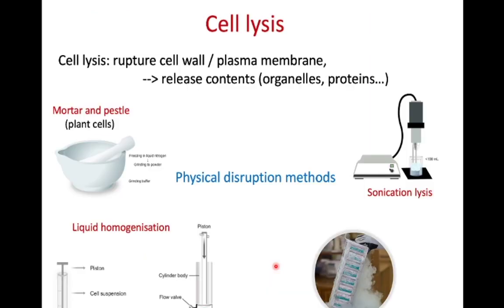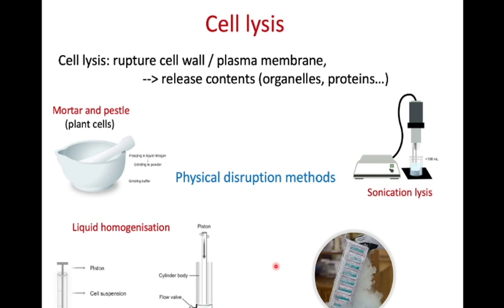Looking at cell lysis: cell lysis is the rupture of the cell wall and the plasma membrane. Essentially we want to release the contents, so the organelles and all the proteins. We need to do that in different ways, depending on the sample again. There are a number of physical disruption methods that we can use.